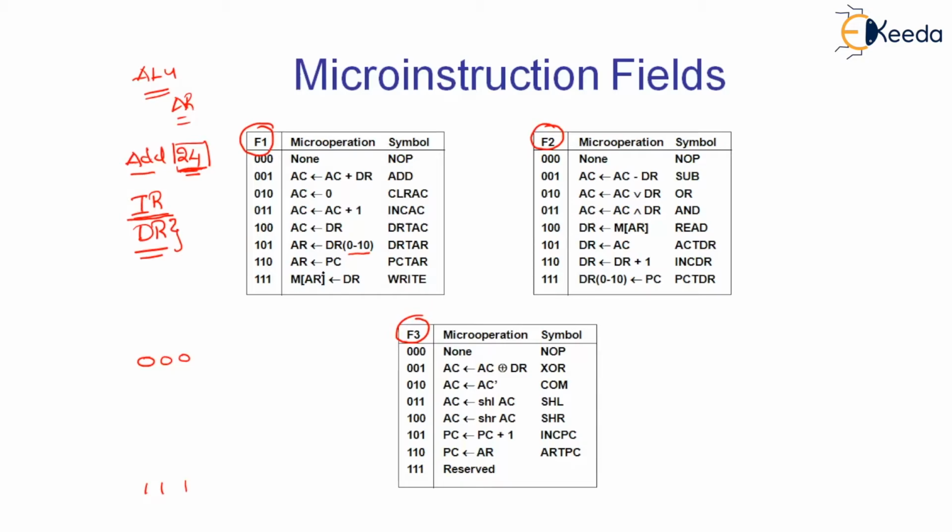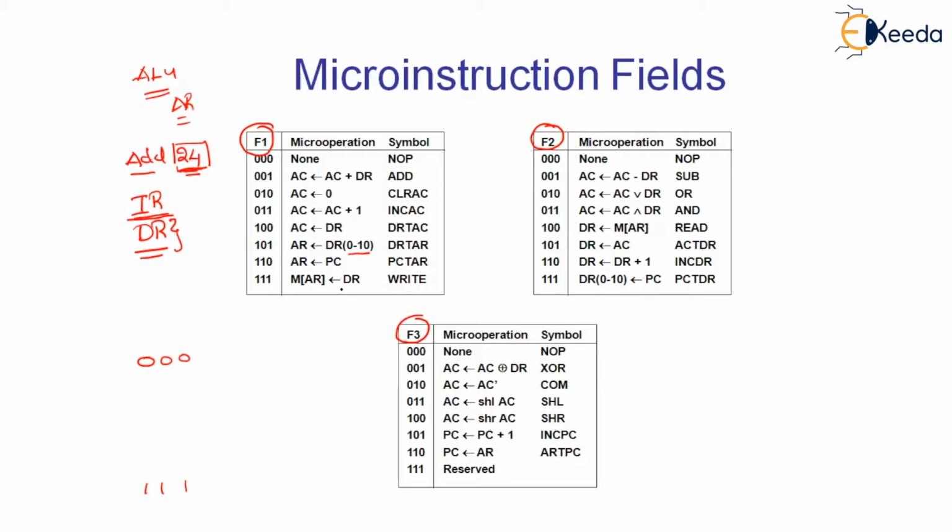110: simply the program counter will get transferred to the address register. You know that during the fetch routine, the first operation that is going to be performed is transferring the contents from the program counter to the address register, since the program counter holds the address of the next instruction. In order to get that instruction from the main memory, the program counter value must be transferred to the address register, since the address register is the only register that can communicate with the main memory.